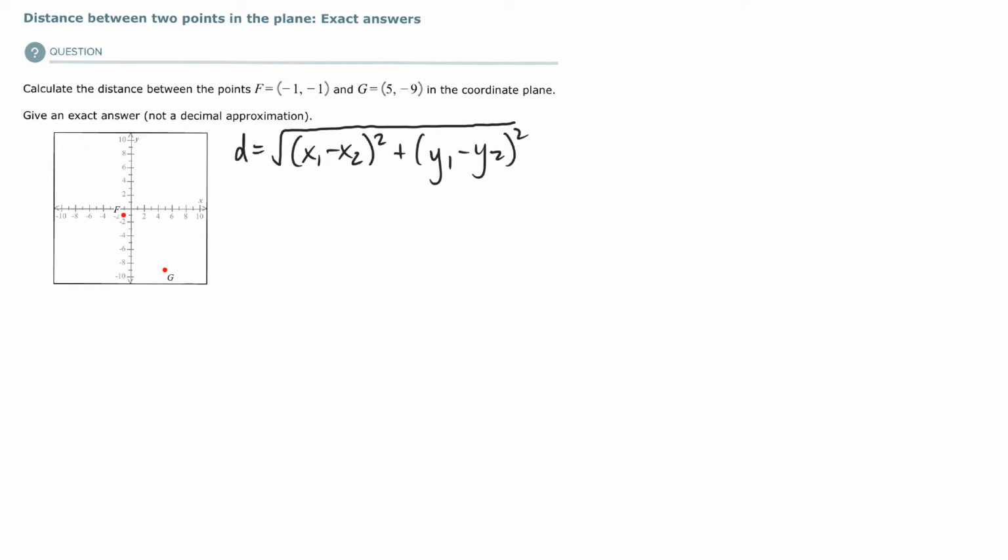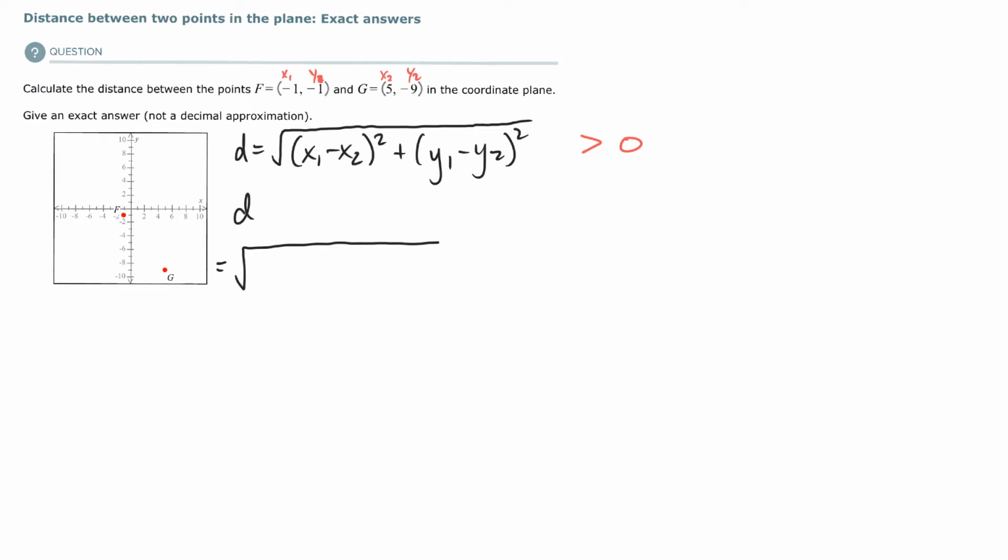And keep in mind, this will always yield a positive answer. So this will always be greater than 0. Okay, it is an expression, so we'll go ahead and evaluate d. d is going to be the square root of, well, we could label x1 and x2, so you can call this x1, y1, and then this is x2, y2.